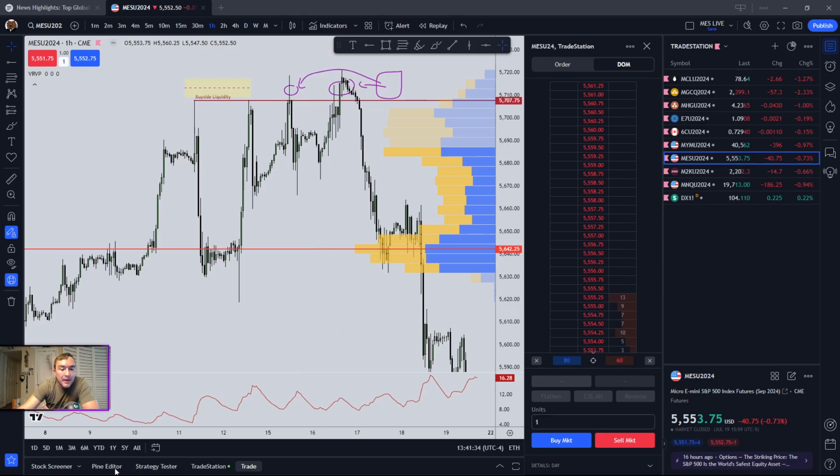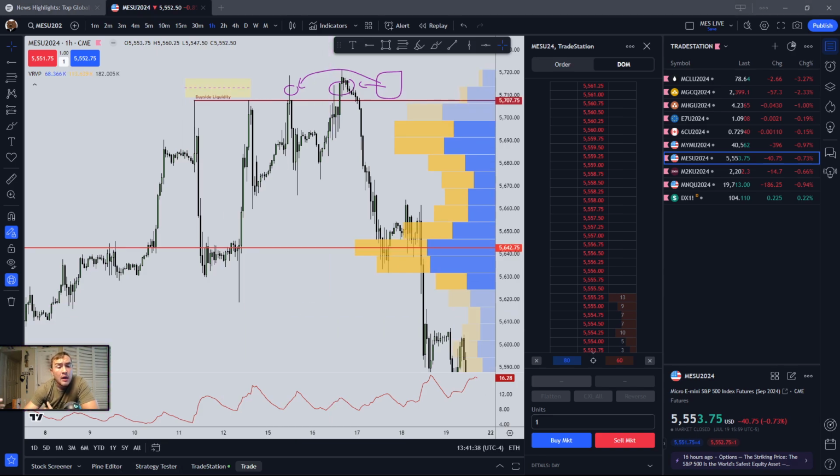I understand that in the past I advocated that you can use ICT as a standalone system, and I do believe that you can use ICT's concepts as a standalone system. But for those of you that are looking for confirmation, or you're already used to using a book map, heat map, or a volume profile system, you can incorporate some of ICT's concepts pretty easily into those.